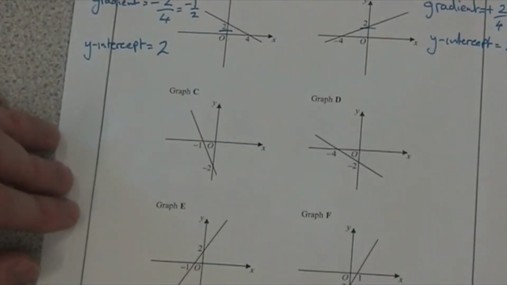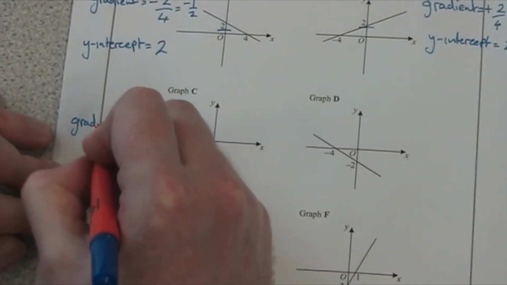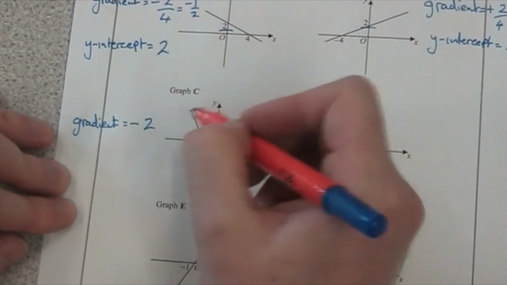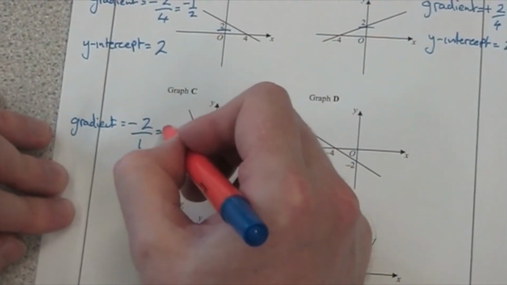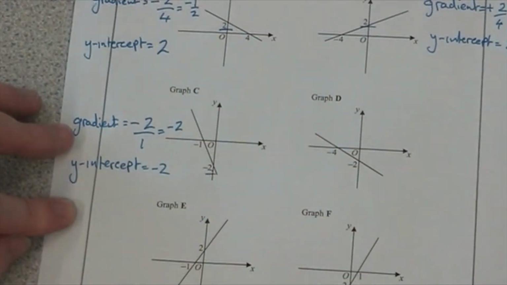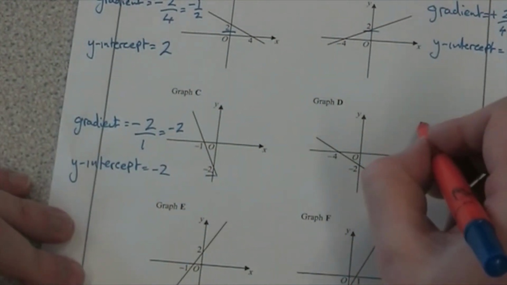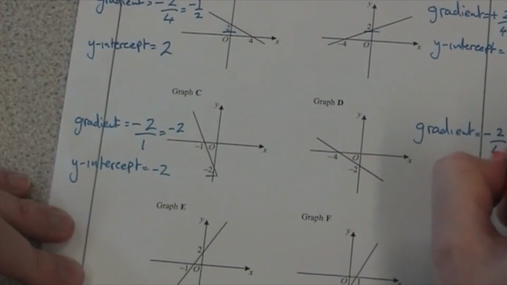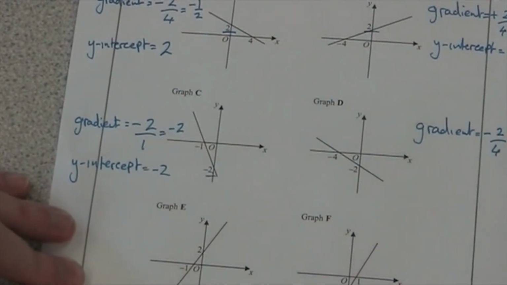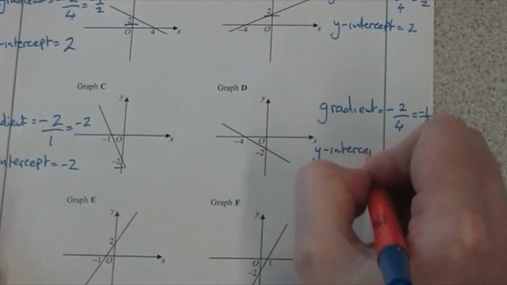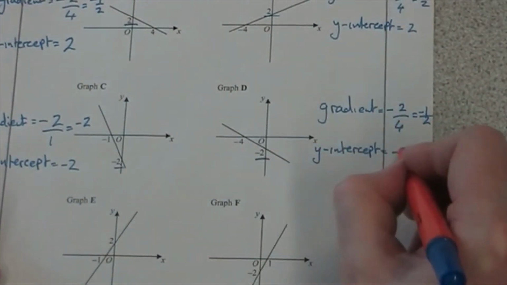Graph C, our gradient is a negative gradient, and we have our 2 over 1, and that is minus 2. Our y-intercept will be negative 2. Our gradient on graph D is a negative gradient with our 2 over 4, and that is minus a half. Our y-intercept equals minus 2.